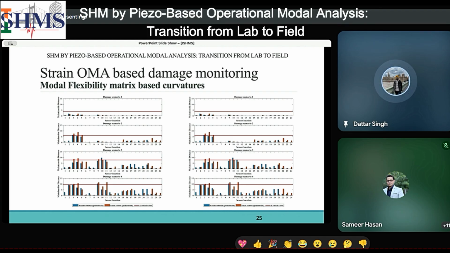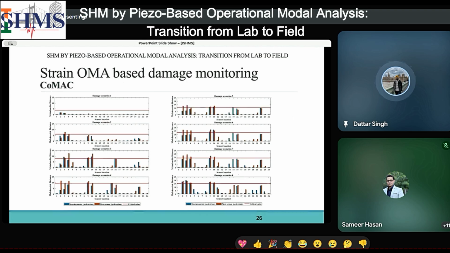We can see that the displacement-based curvatures do not cross the threshold value at damage locations 1, 2, and 3, even till damage scenario 4. And the curvature-based values from strain signals already identify the damage from damage scenario 2. It means they are more sensitive to the damage compared to the corresponding displacement-based values.